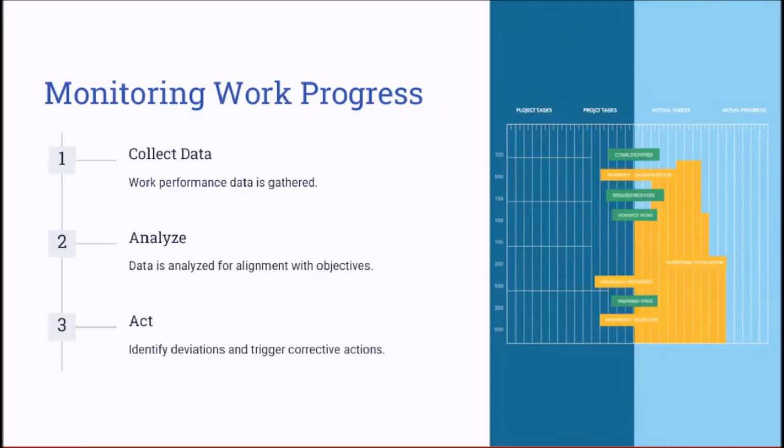When it comes to monitoring the work progress, you need to regularly monitor it to ensure that the project activities remain on track. By analyzing the work performance data, which is one of the outputs of direct and manage project work, project managers can identify any discrepancies and implement the needed corrective actions promptly. Let's take an example here. Let's say a construction project is running behind schedule. The project manager may allocate additional resources or adjust the priorities to recover the lost time.